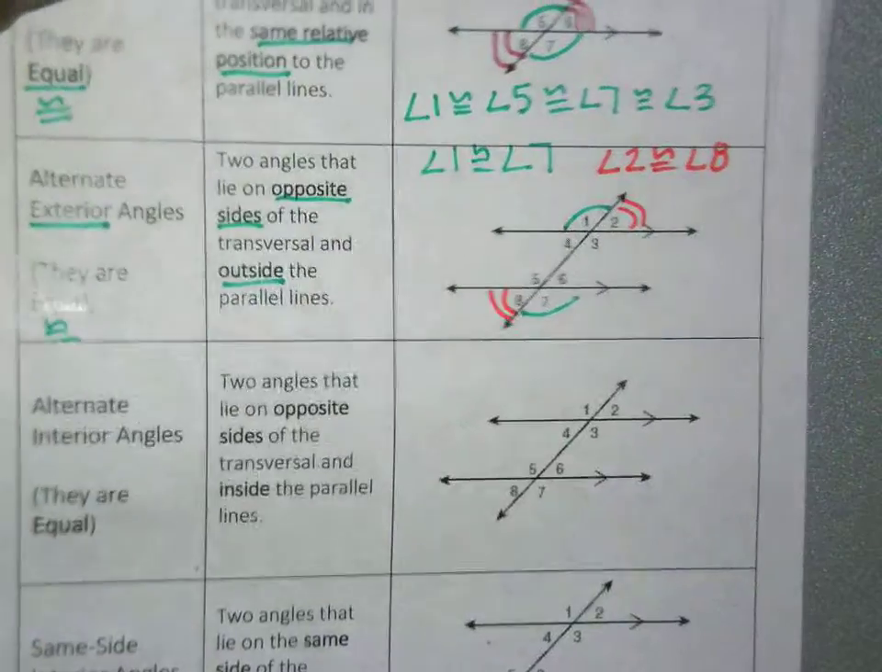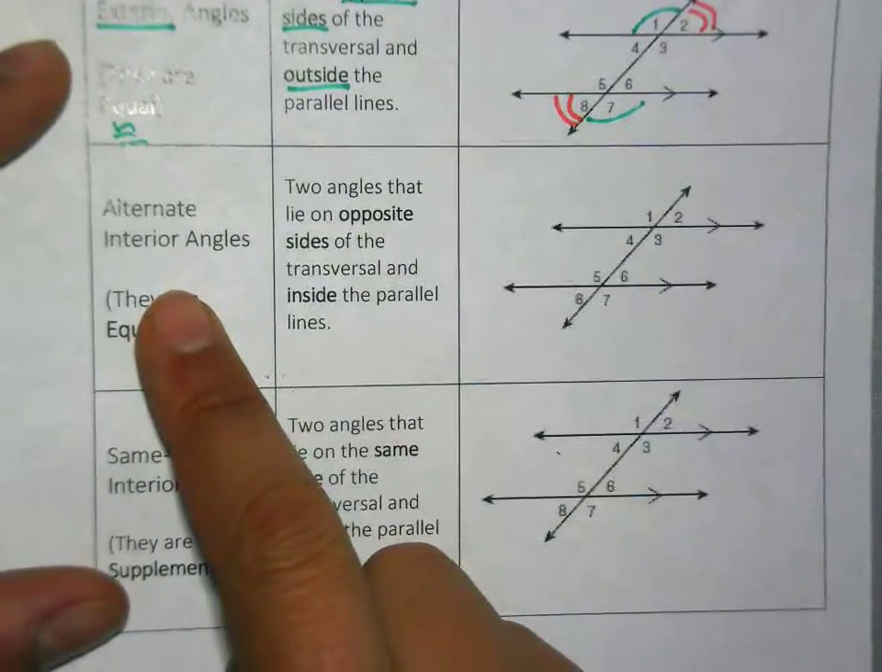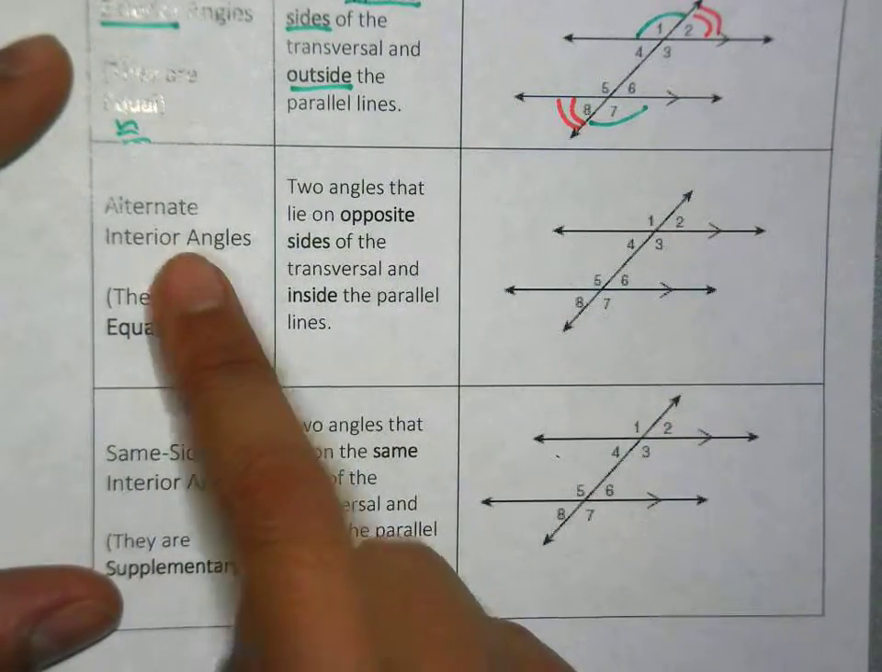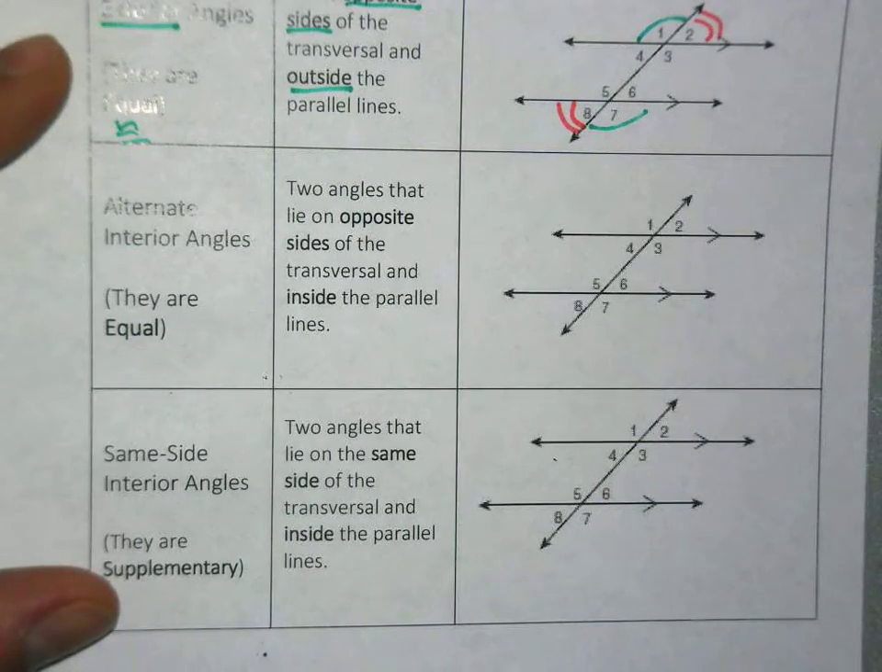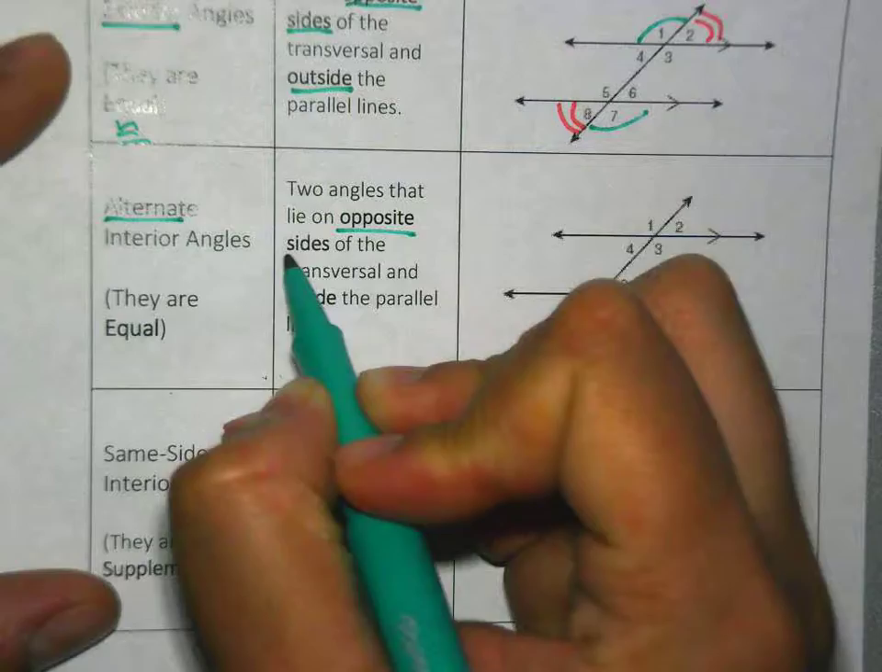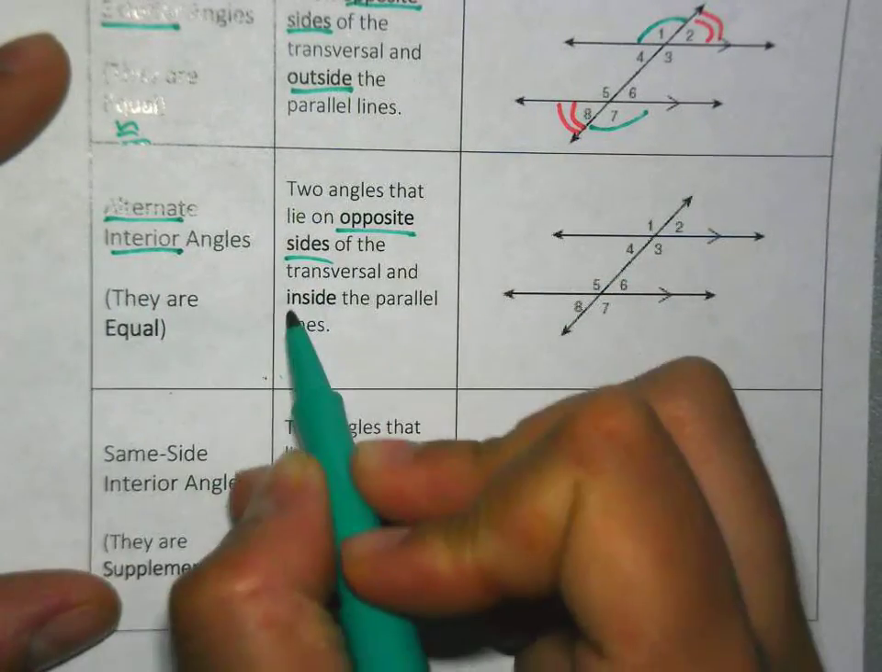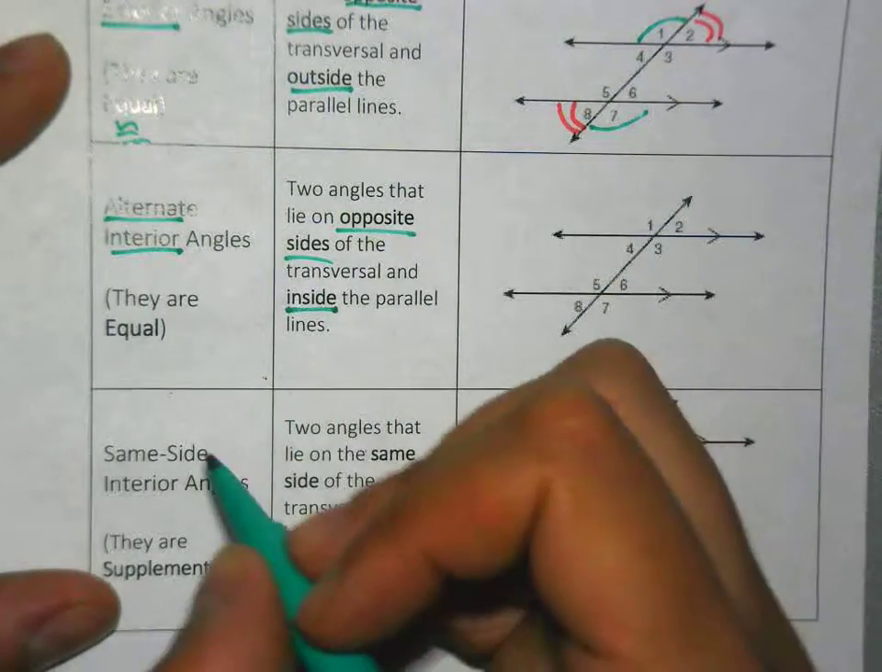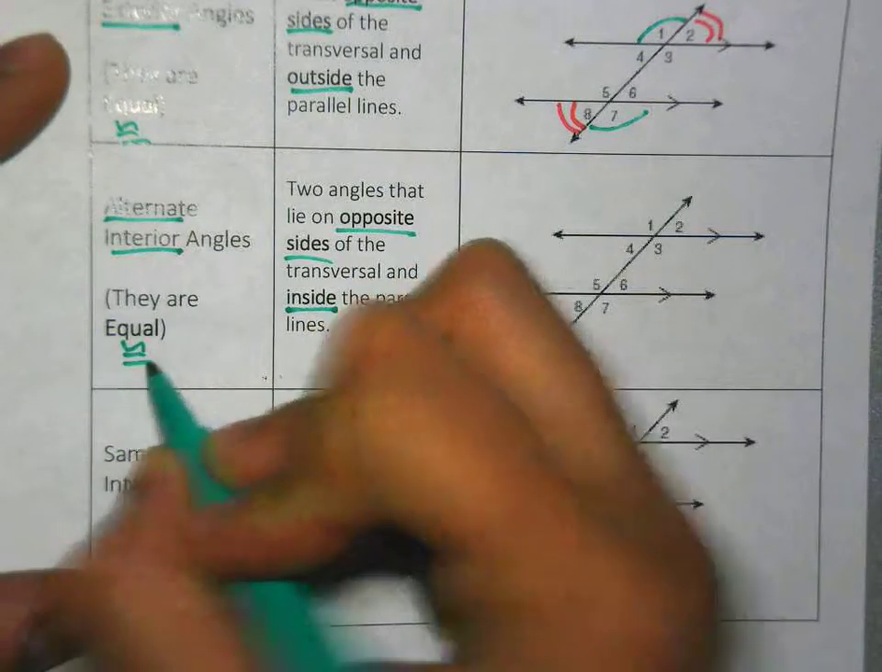The third type of angles is alternate interior. The only word that is changed is interior. So again, alternate means opposite. Interior is another word for inside. And again, they are congruent or equal.